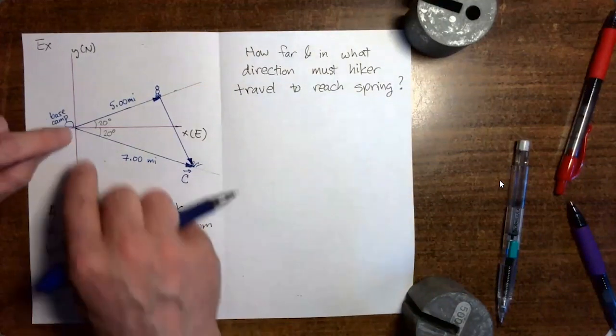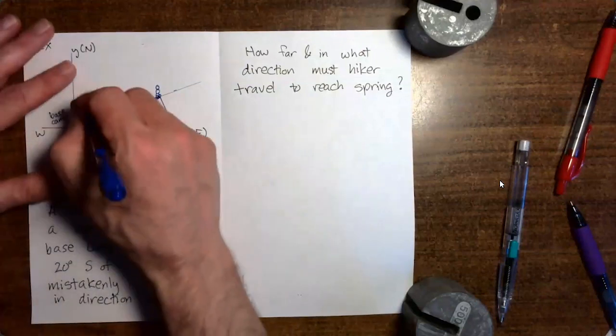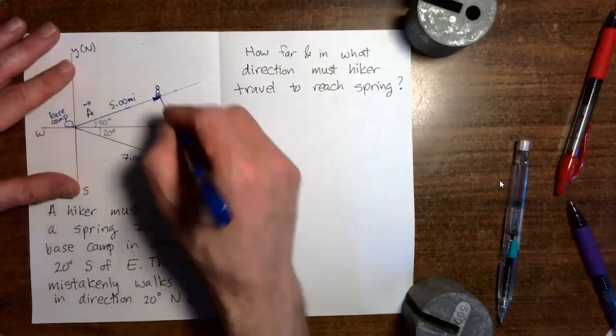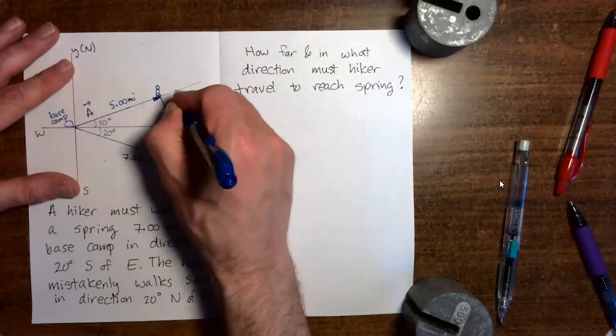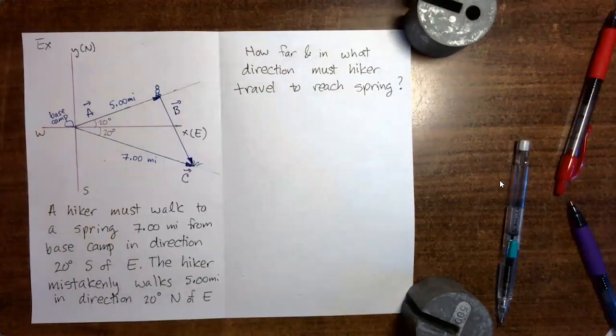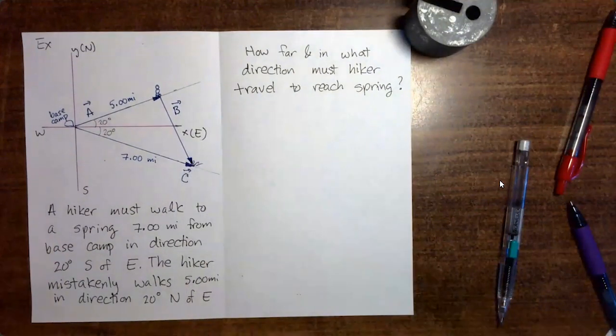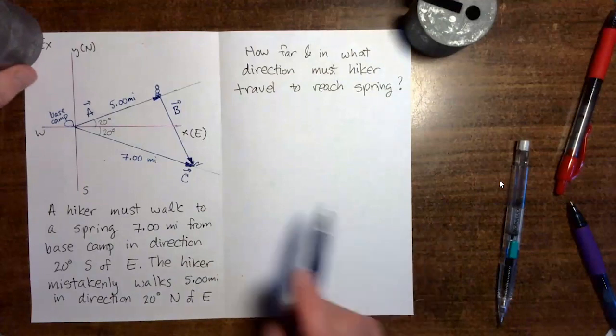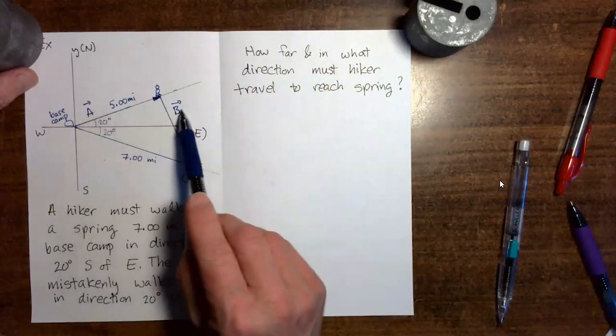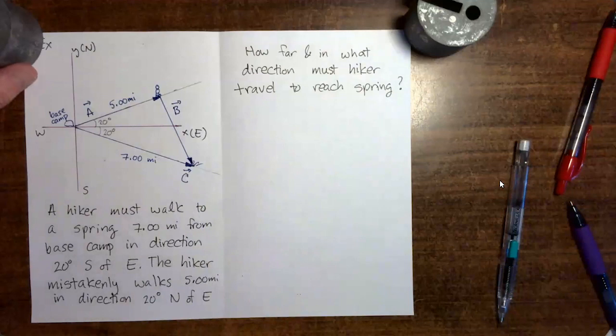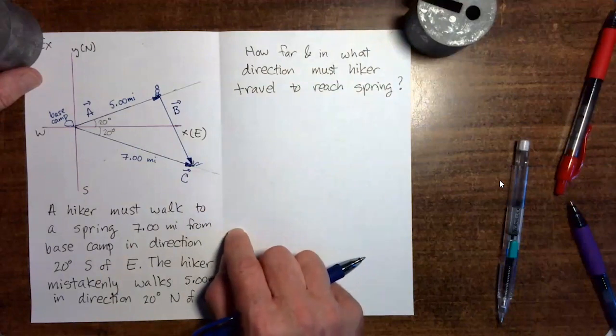Okay, so let's call that first erroneous displacement that the hiker made A. And then that second displacement that the hiker has to make to then get to the spring, we'll call that B. And what we're trying to solve for in this problem is the vector B here. So we want to start out trying to understand how vector A, vector B, and vector C are related to each other. And what I'd like you to try and do here is just pause the video. And as the video is paused, see if you can figure out which of these three vectors is the sum of the other two.